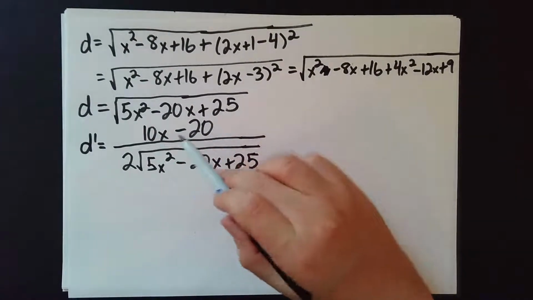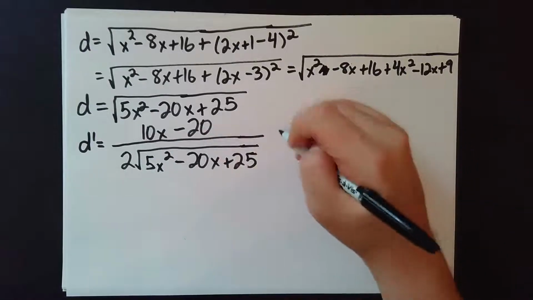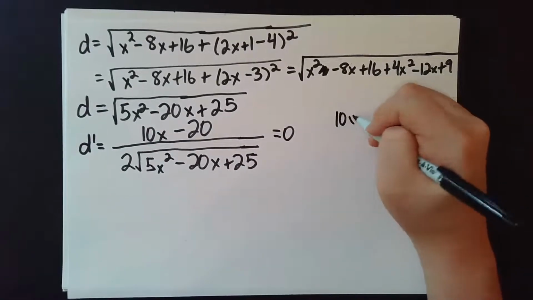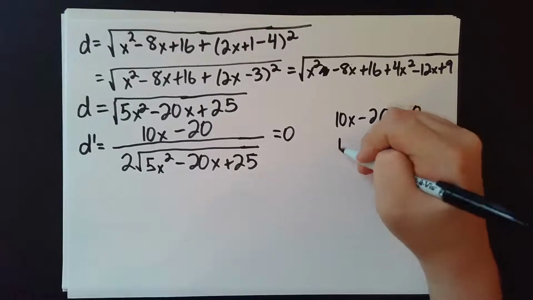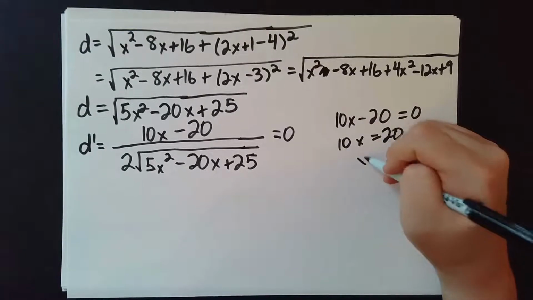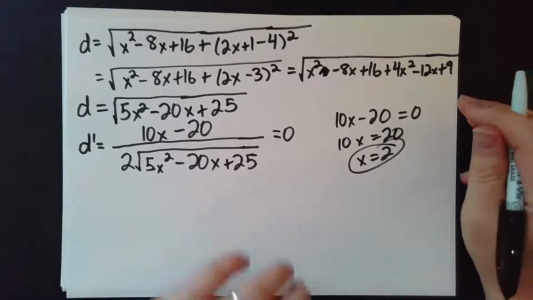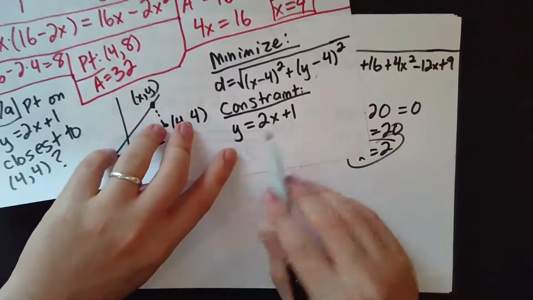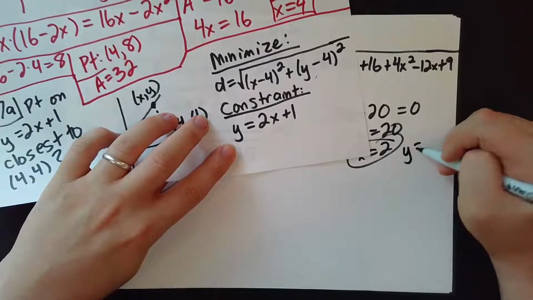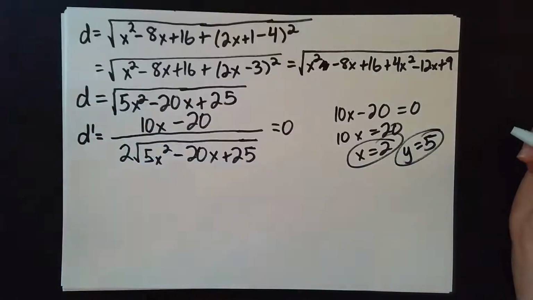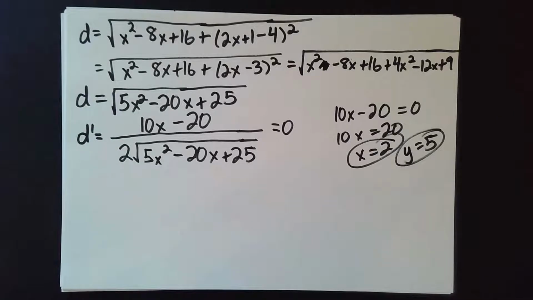And so if you go ahead and now solve for when this is 0, we look at the numerator, and we'll get that x is 2. And when x is 2, if I look back at the fact that y was 2x plus 1, I get that y is 5. And that is it for this question.